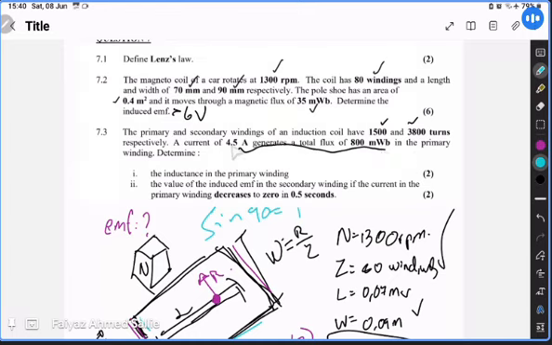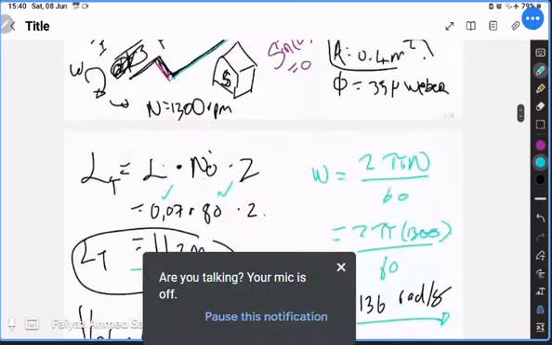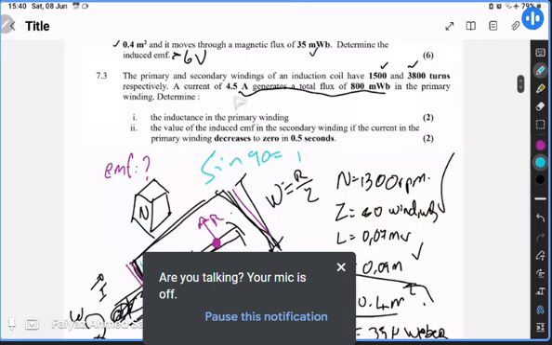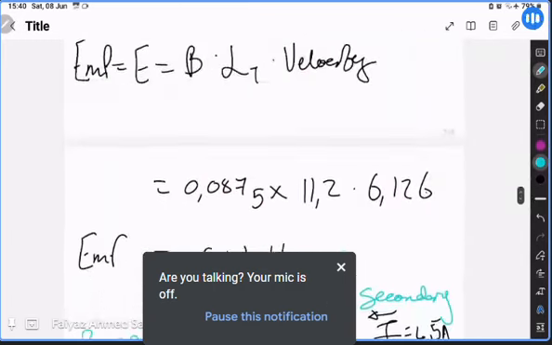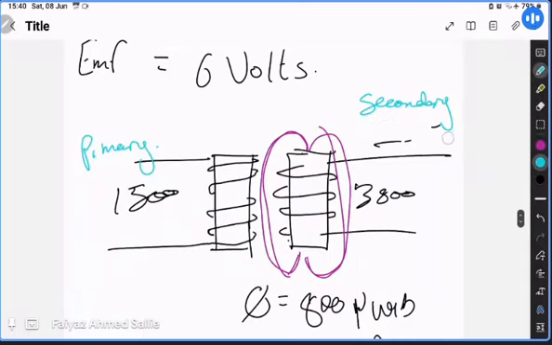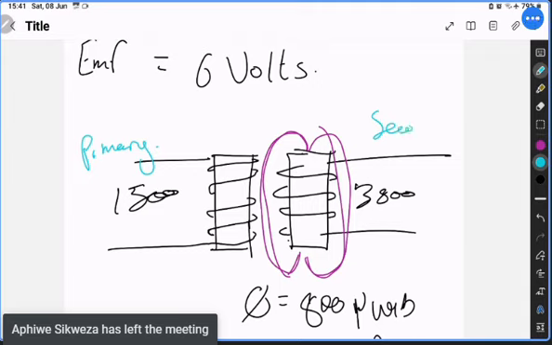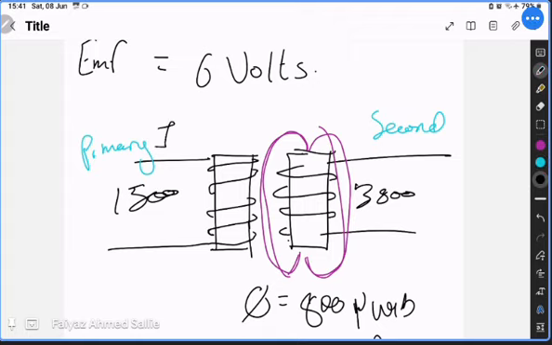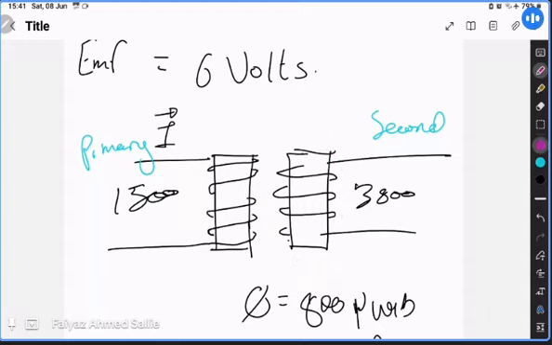A current of 4.5 amps generates a total flux of 800 in the primary winding. Okay, so sorry guys, this current is in the primary, this is secondary. The current flows through the primary, and then there's an electromagnetic force, like an electromagnet, right? And you can see that it's very close to this one.